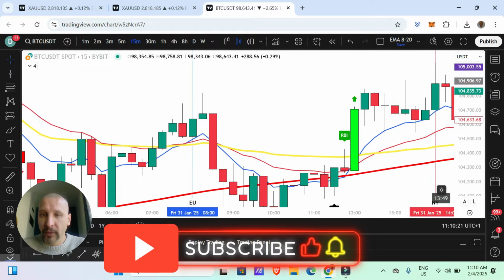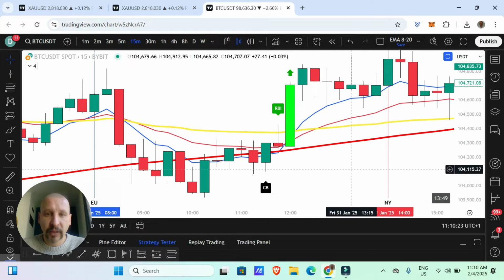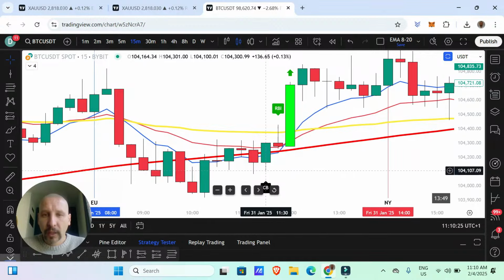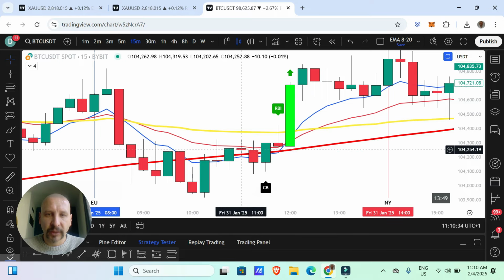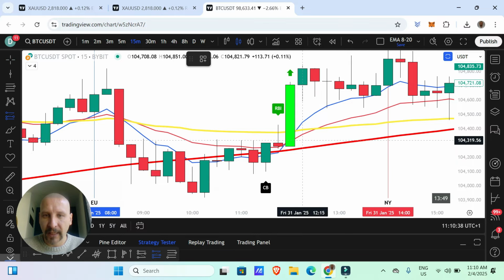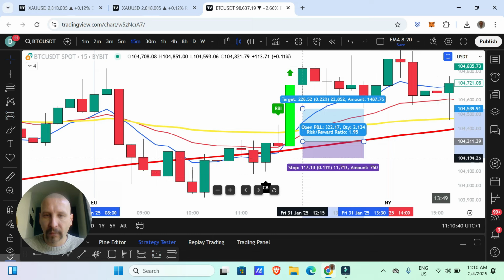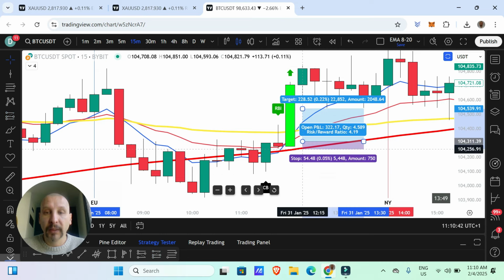We got here the opportunity to enter. That's a very nice trade. You can see the 8 and the 20 are crossing the 200. So that's a very important area. We have a lot of resistance on the top and we are breaking the resistance. That's important. So if this candle is going above the red body, I want to be in the trade.